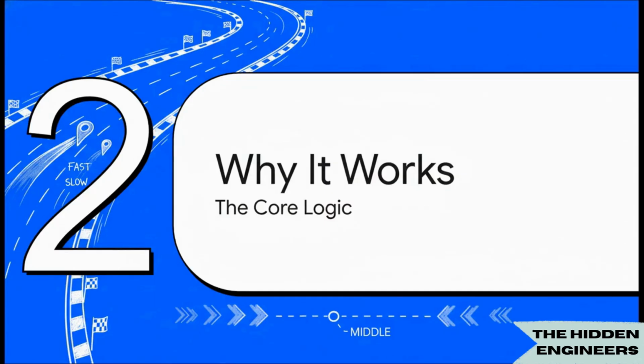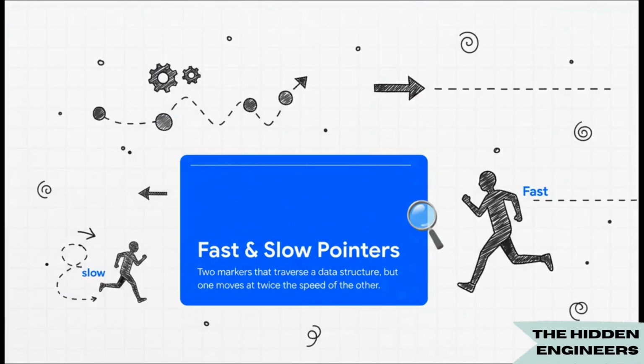Okay, so the analogy makes sense. But how does a race actually help us find the middle? That brings us to the core logic of why this thing works so well. The whole technique is named for our two runners. We have a slow pointer and a fast pointer. And just like the names imply, they do not move at the same speed. One is exactly twice as fast as the other. And this simple difference in speed, well, that's everything.